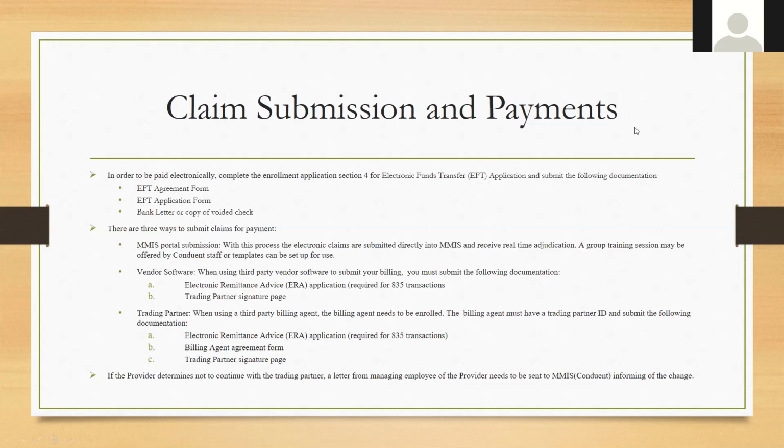There are 3 ways. The second way is the vendor software. This is if your entity already has a third-party vendor software that you use in your agency to submit your billing to other entities for payment. You may use that third-party vendor software to submit to Medicaid, but you must submit the following documentation: an electronic remittance advice application, which is required for all 835 transactions, which is your remittance, and a trading partner signature page.